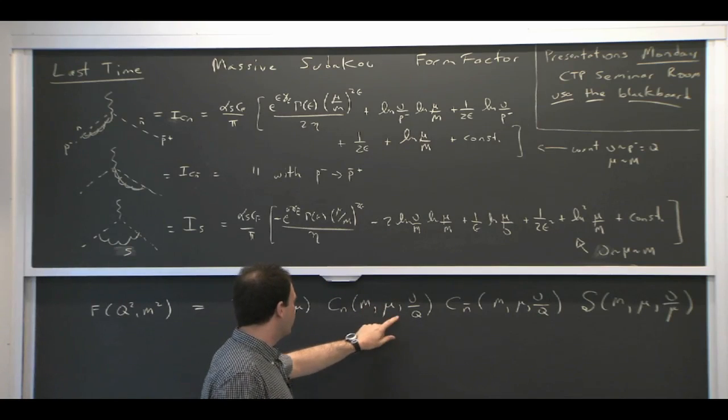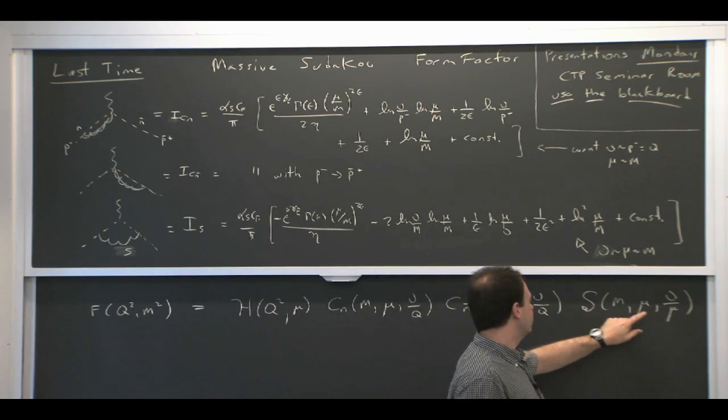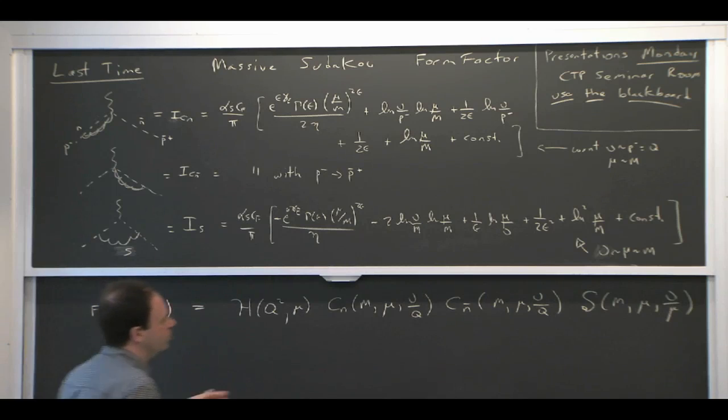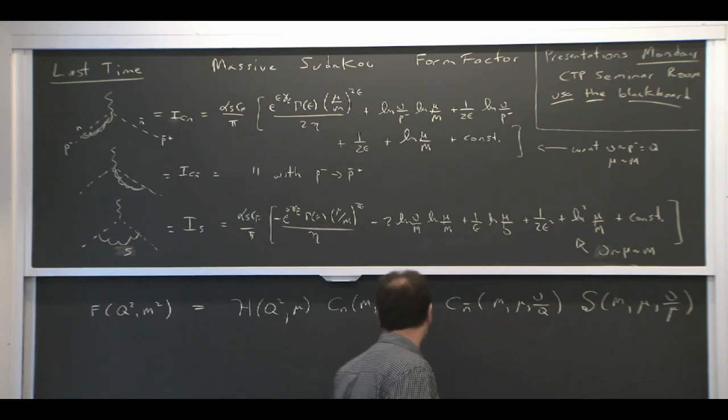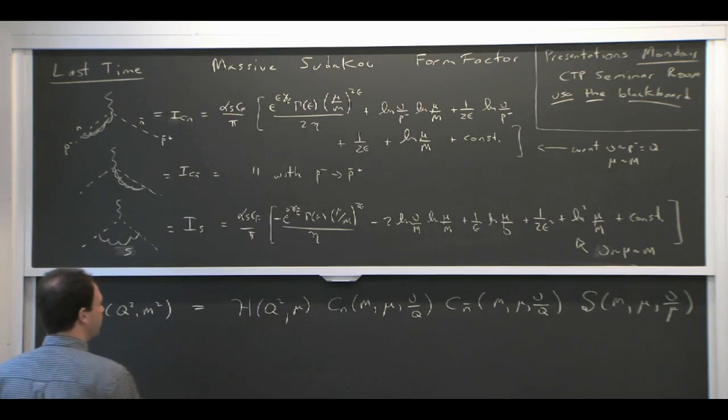OK, so these same statements I was making up there are kind of encoded in the arguments. You want mu to be of order m, you want nu to be of order q, mu to be of order m, and nu to be of order mu, which is of order m. So I could have written nu over m here as well. OK, and then there's also some hard factor that really lives at the hard scale.